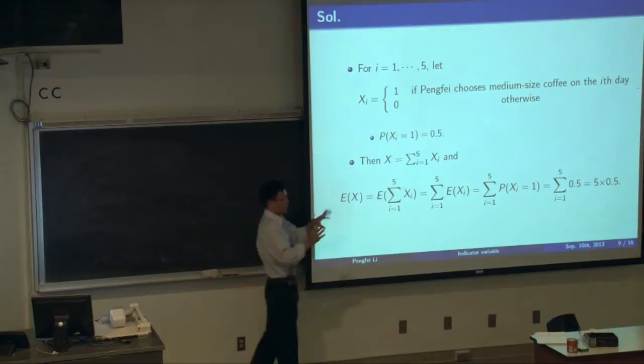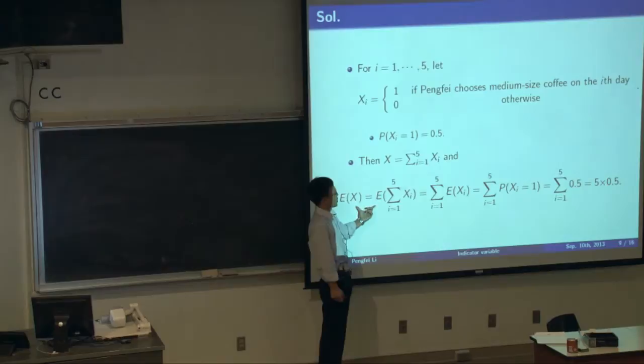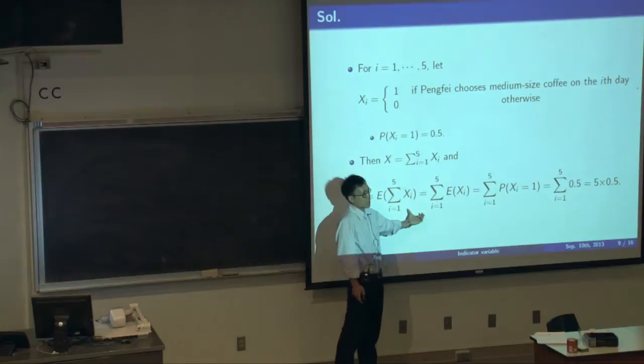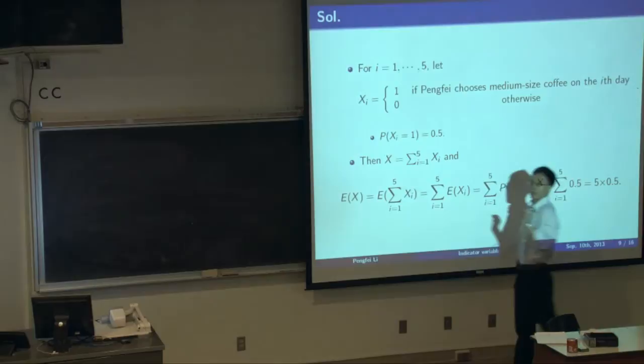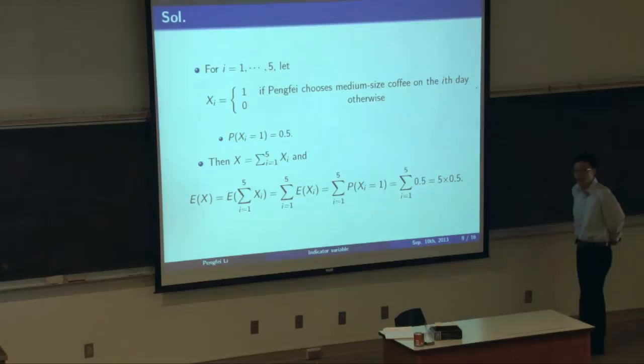So I write down the sequence of equations, and then I'm going to interpret everything here. The first step is just because X is equal to the summation. The second step is that we exchange the order of the summation and expectation. That's the result about the expectation. The next is how we move to the third step: what will be the expectation of Xi? Xi is an indicator variable, so the expectation of an indicator variable is just the probability of the indicator variable equal to 1.